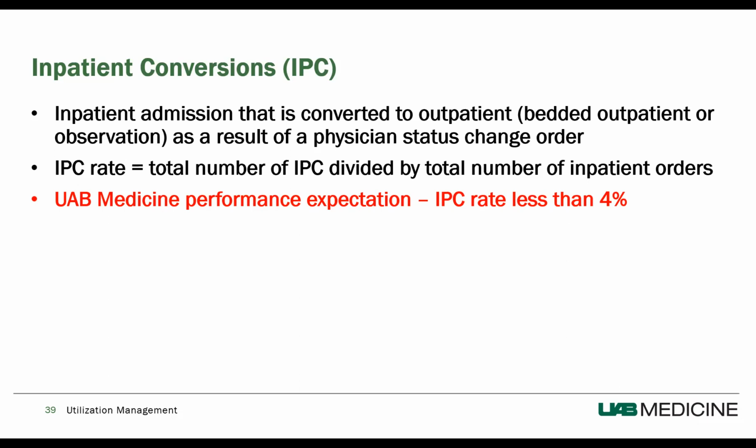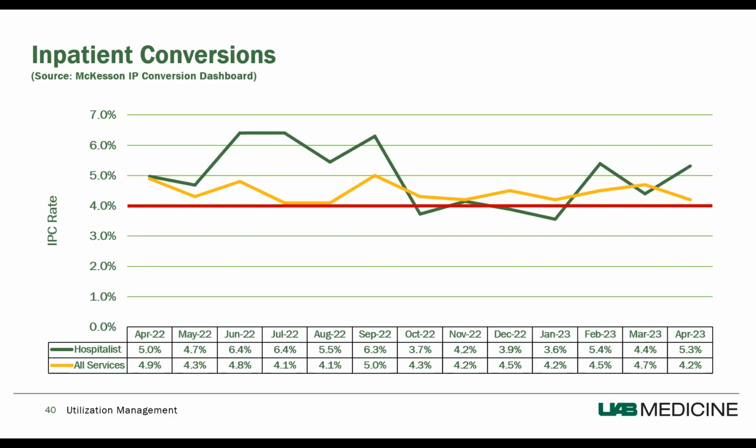And it's the total number of IPC orders divided by the total number of inpatient conversions divided by the total number of inpatient orders. And it is a UAB medicine performance expectation that your rate be less than 4%. And here is a chart that shows you where the hospitalist service has been over the last 12 months.